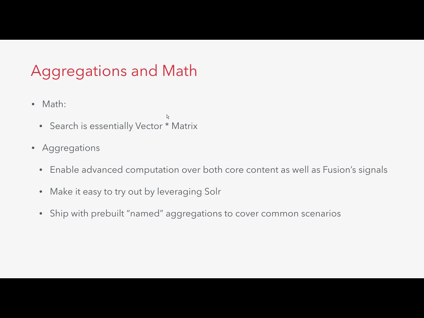One of the things that we then added on top of it with Fusion is this notion of aggregation. What we wanted to do is make it really easy to enable this advanced computation on both your core content as well as the signals. So in fact, any piece of data that is in a Solr index anywhere in Fusion is a candidate for doing aggregations on. Here you'll see in a minute when I get into the demo, I'm going to take this Twitter data and we're going to start to ask some interesting questions of it just using the aggregation capability built into Fusion.